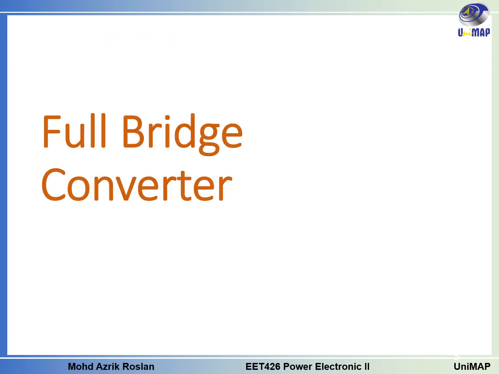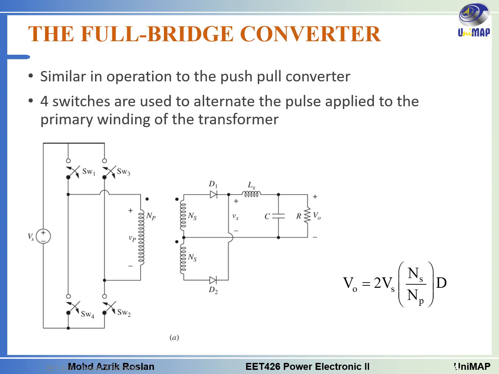This is the first converter that we will cover out of the three in this lecture, which is the full bridge converter. Okay, this is the full bridge converter. It has a similar operation to the push-pull converter, but the difference is, if you still remember, the push-pull converter has two primary windings, but the full bridge converter only has one primary winding, and this primary winding is regulated by four switches. Okay, we have switch 1, switch 2, switch 3, and switch 4 following this sequence, and the four switches turn on alternately to apply a proper voltage to the primary winding.